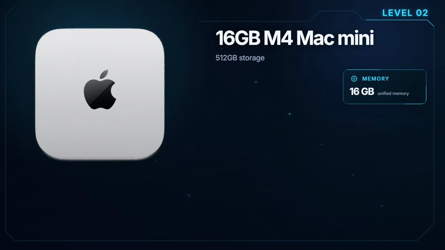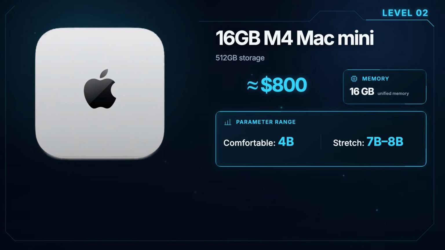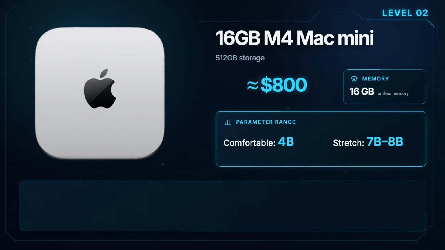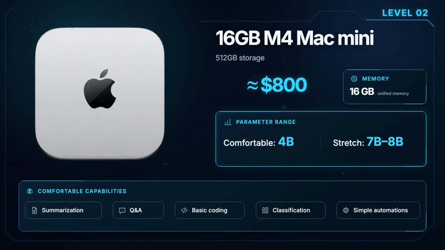Level 2, 16 gigabyte M4 Mac Mini with 512 gigabytes of storage. You're looking at roughly $800, and this is where local AI starts becoming genuinely useful instead of just impressive because it happens to run. Now we can comfortably move into models around the 4 billion parameter range, something like Qwen 3 4B or Gemma 3 4B. These give you enough capability for summarizing documents, answering questions, basic coding assistance, classifying information, and powering simple local automations.